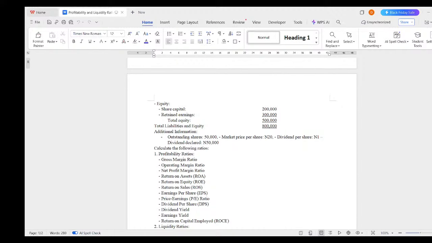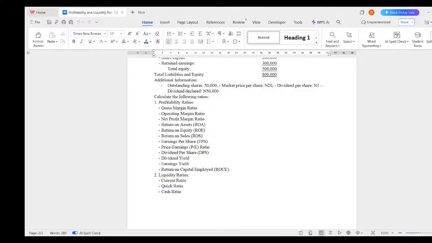Then we look at the other ratio, the liquidity ratio. We calculate current ratio, quick ratio, and cash ratio. So these are the ratios we are going to calculate on liquidities.